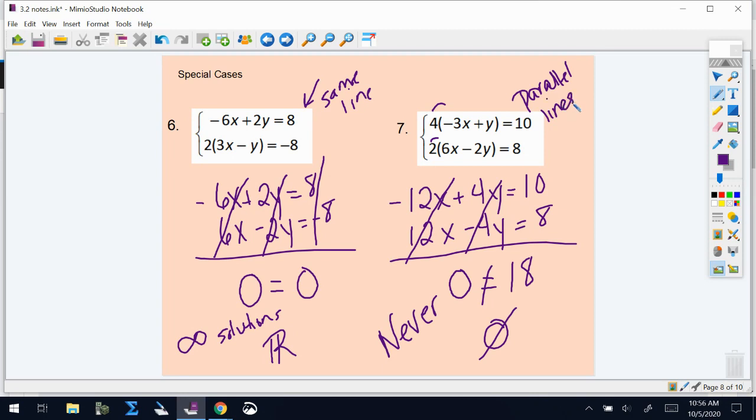So those are your two special cases. We tend to see them the most when we are working with elimination. So those are your two techniques. We have the substitution method, we have the elimination method, and that's how you solve without having to graph.